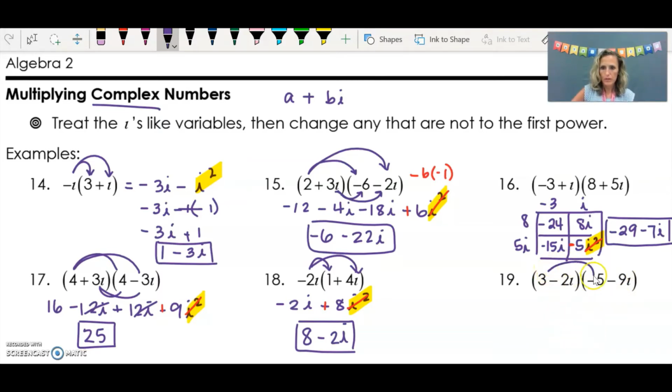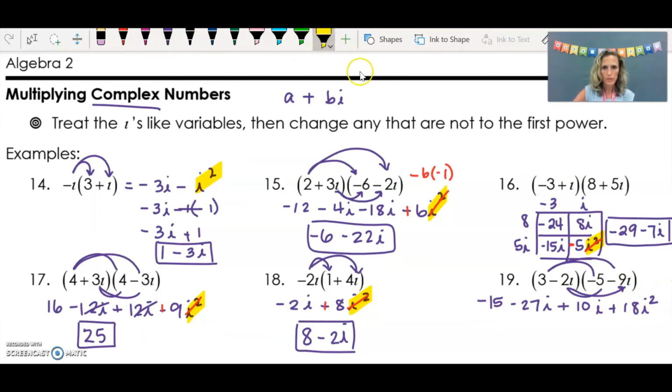So 3 times negative 5 is negative 15. 3 times negative 9i is negative 27i. Negative 2i times negative 5 is positive 10i. And negative 2i times negative 9i is positive 18i squared.